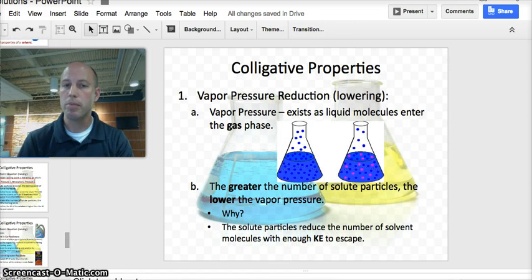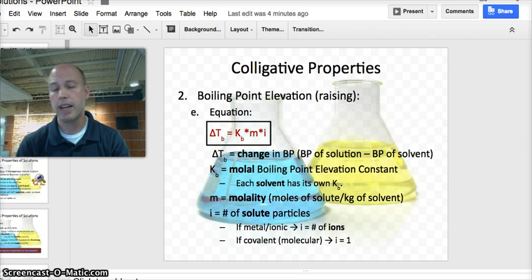We're going to start off with a brief discussion on vapor pressure reduction, and we're going to spend most of our time on the other two. An idea of boiling point elevation, and so if you add a substance to water, for example, how does that affect the boiling point? And we'll see that it increases the boiling point, and we'll understand why.